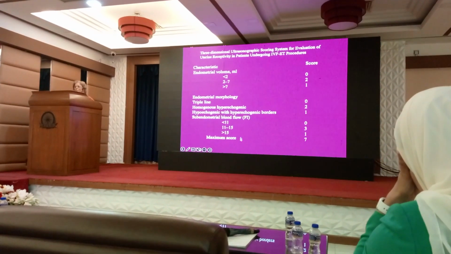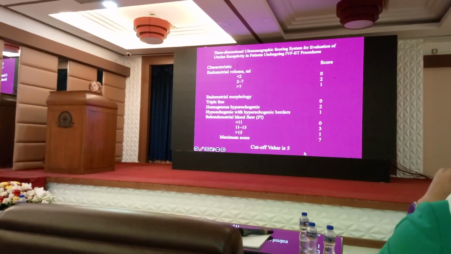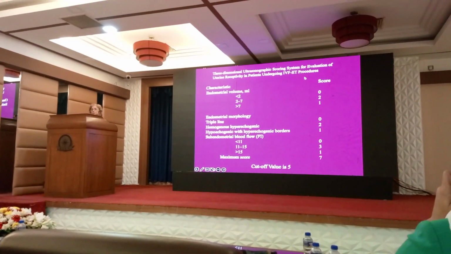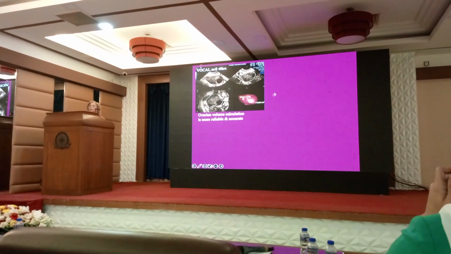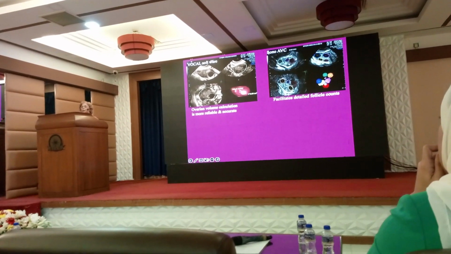When we score these, and the maximum score is 7, if the cutoff value is 5, it's a better indicator for these women who are going for assisted reproduction. Now, ovaries play a very important role. The ovarian volume, which is more accurate, we just said how to calculate it.